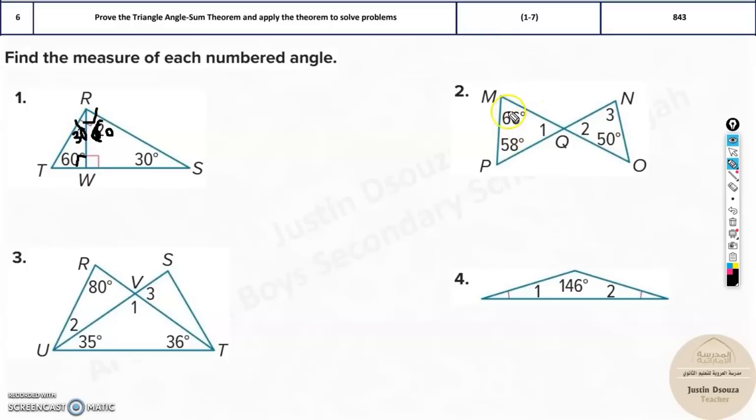Similarly over here, none of these is a right angle, so you need to solve this first. Add these up, it'll be 180. So 180 minus 66 minus 58 will give you the answer.